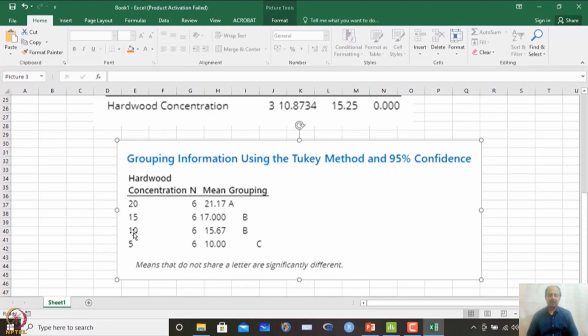So, if you have to freeze, which is the level I will select over here, I will go by the 20% hardwood concentration, because that is giving me a significant higher tensile strength over here.